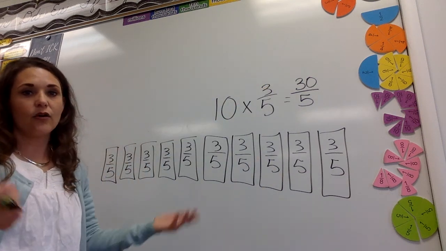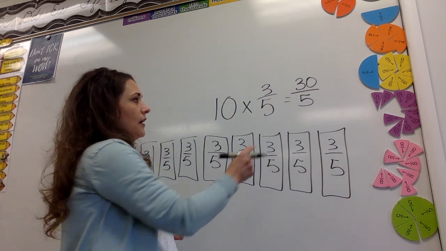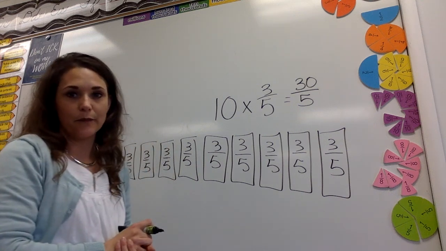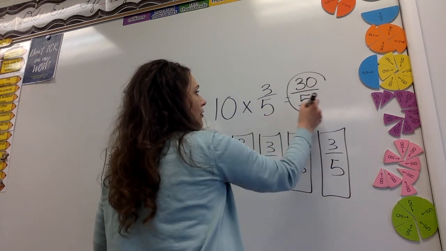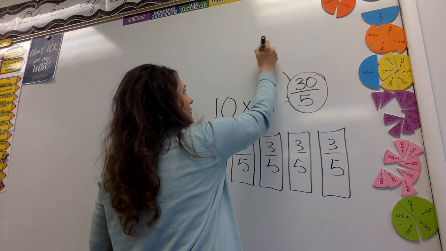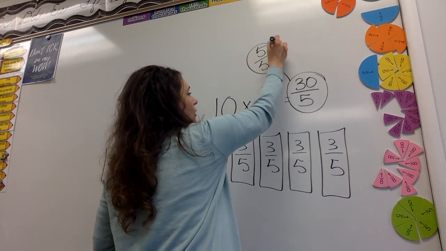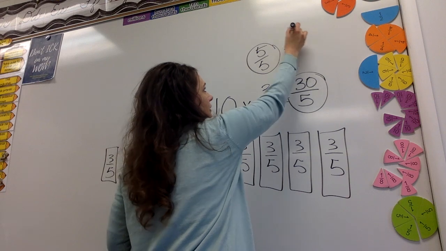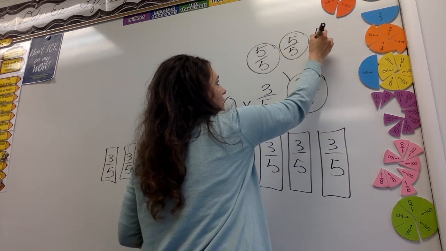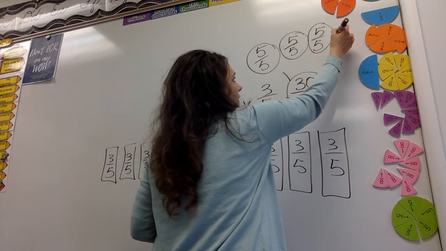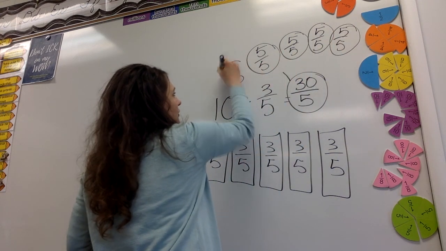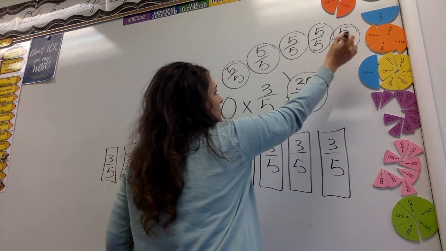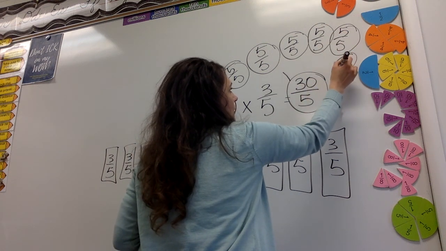Okay. And then I could go through and I could rename this as a mixed number and say, okay, well, how many wholes could I pull out of this? Well, I could do 5/5. That would make a whole, and 5/5 here. That would make another whole. 5/5, another whole. 5/5. That's another whole. 5/5. That's another whole. 5, 10, 15, 20, 25, and one more 5/5.